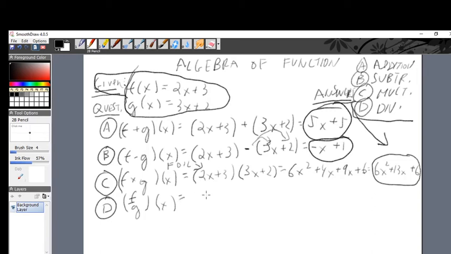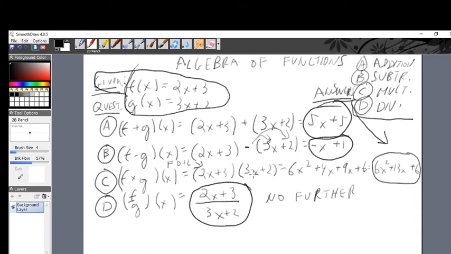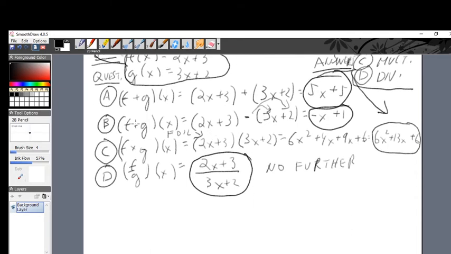Okay, and last, what you have to do is division. So you take f, which is on top, 2x plus 3, divided by g, which is on the bottom, 3x plus 2. And that's it. And that is algebra of functions. Okay, now there's more to talk about. We want to do another problem. Let me move this paper up.